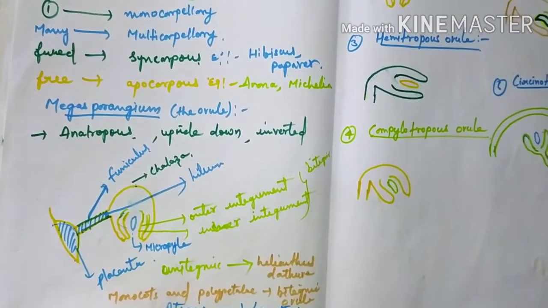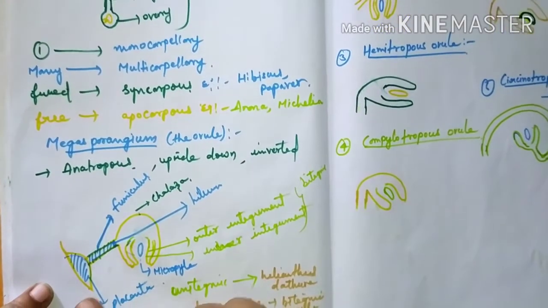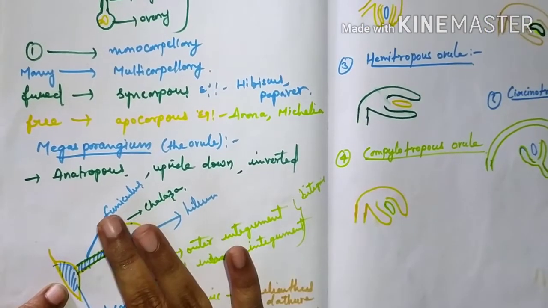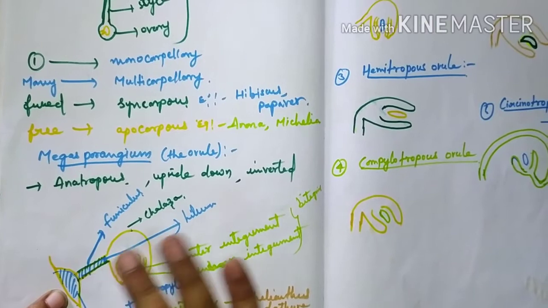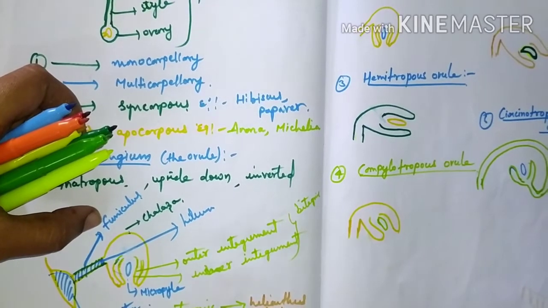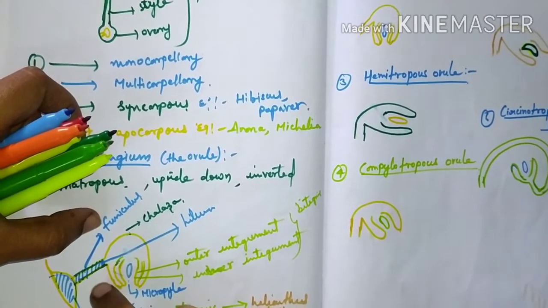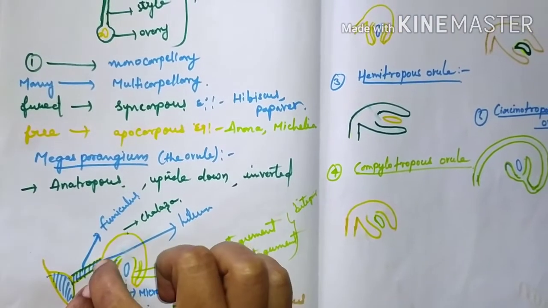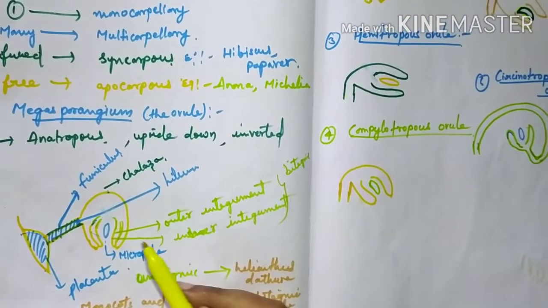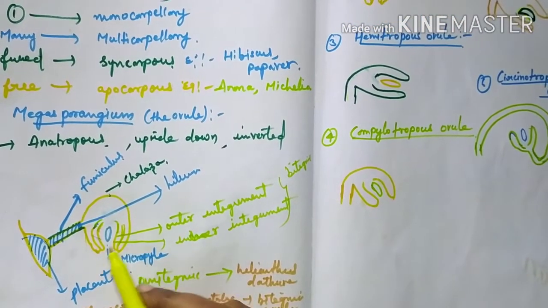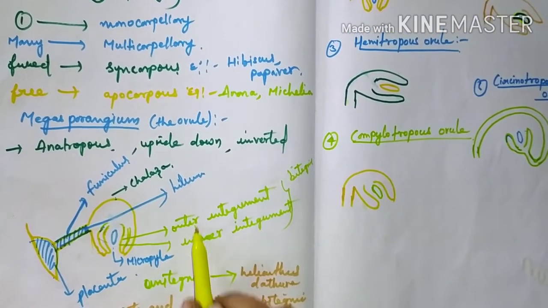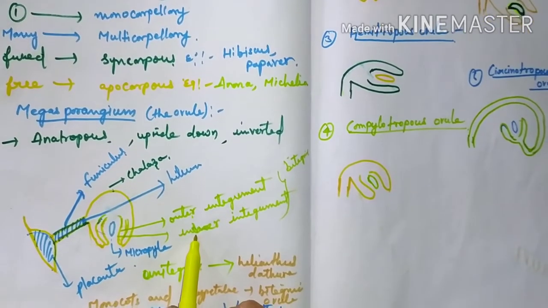So friends, in these structures which you are seeing, the placenta will be present. The placenta, which is part of the body, will be attached with the funiculus, and the funiculus is attached to the placenta with the help of this hilum. This hilum is the junction between the funiculus and the body of the ovule, which is covered with two integuments: the outer side is called the outer integument, and the inner side is called the inner integument.